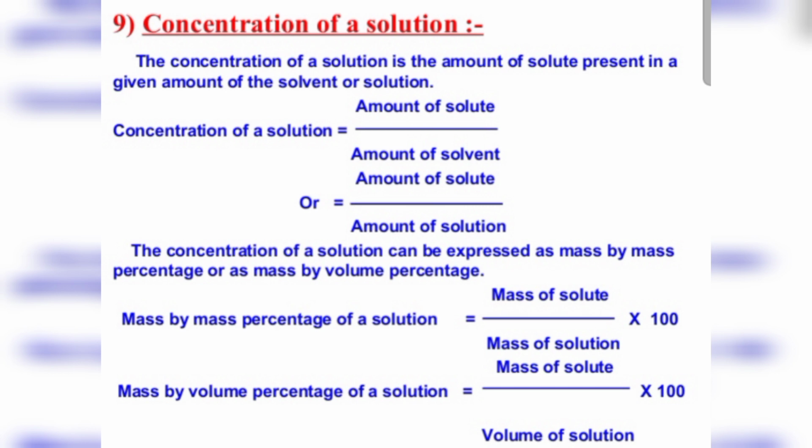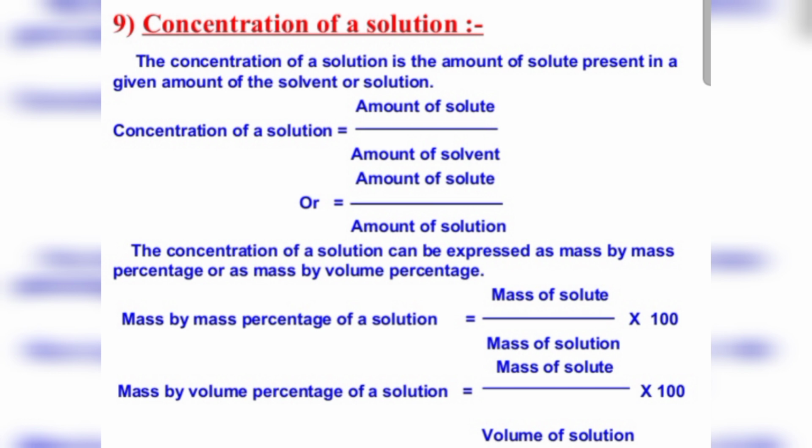So how can we calculate the concentration of a solution? We can calculate the concentration of a solution by applying the formulas. We can say that amount of solute divided by amount of solvent, or amount of solute divided by amount of solution. And how can we find out the amount of solution? We have to add the amount of solute plus the amount of solvent. So the concentration of a solution can be expressed as a mass by mass percentage or as a mass by volume percentage. For mass by mass percentage of the solution, we take the mass of solute, divide it by the mass of solution and multiply it by 100.